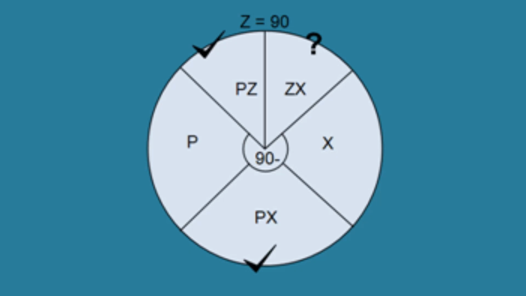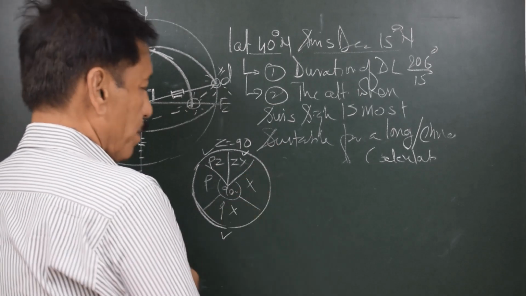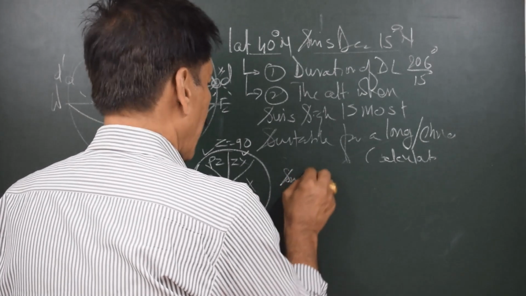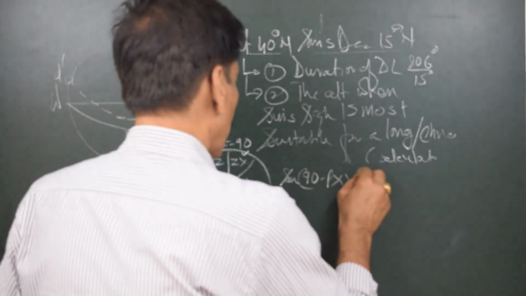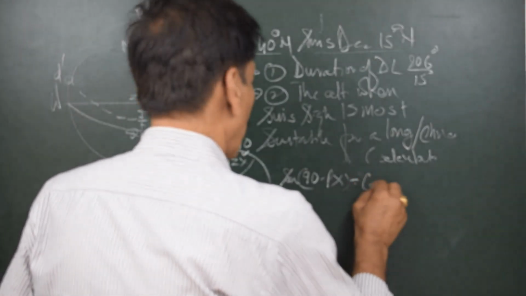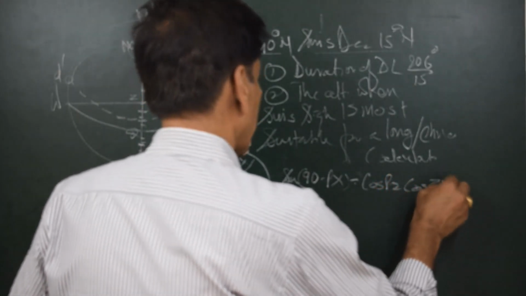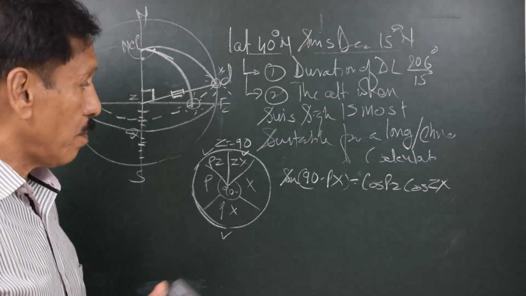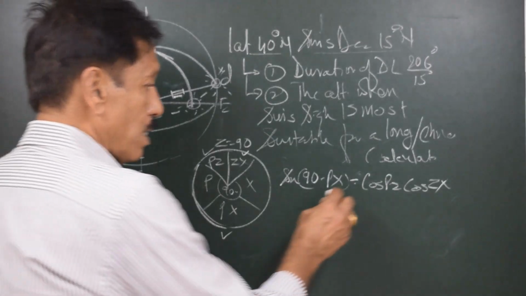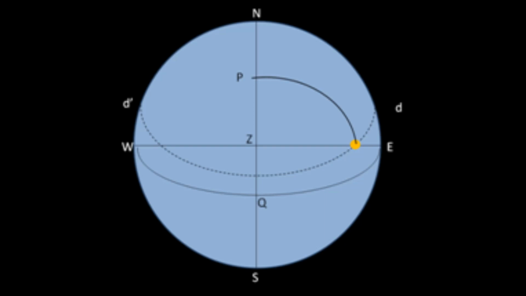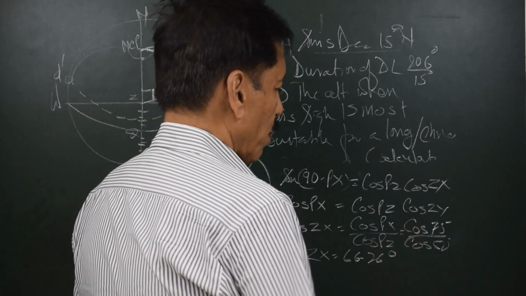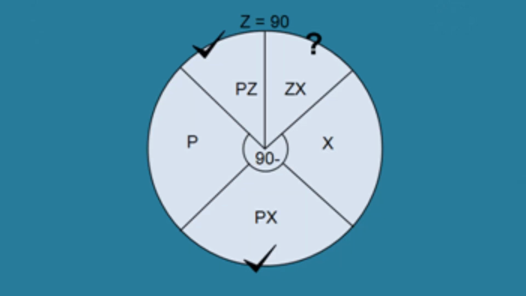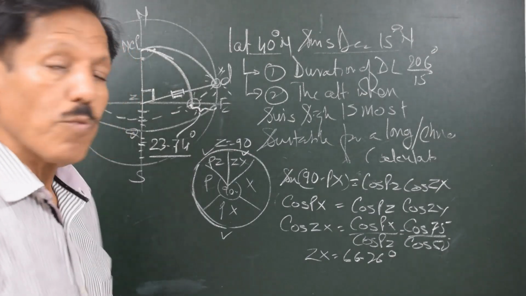So now the equation that we are going to write, because the parts are scattered, right? They are not grouped together. So I will use the second rule, that is sine of 90 minus PX is equal to cos PZ cos ZX. Now the point to be noted here is that the angle Z is 90, so there is no question that we introduce a negative sign. So we will go as it is. So cos ZX would be cos PX upon cos PZ, that is cos 75 divided by cos 50. This gives ZX as 66.26 degrees, and therefore the distance from here to here is 23.74 degrees.